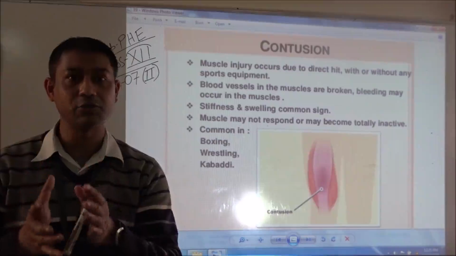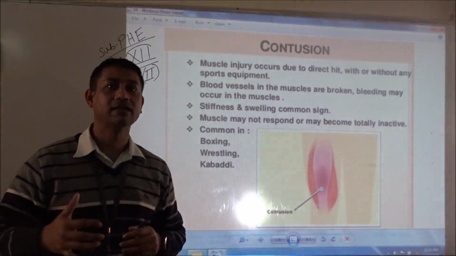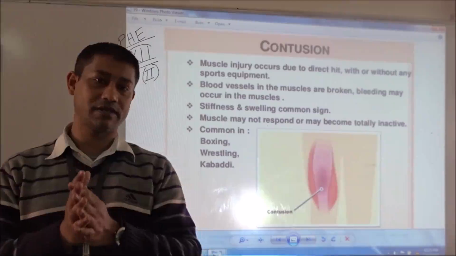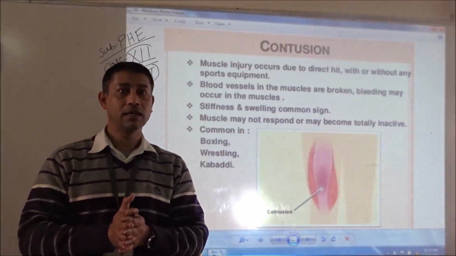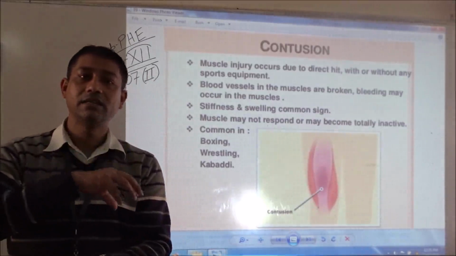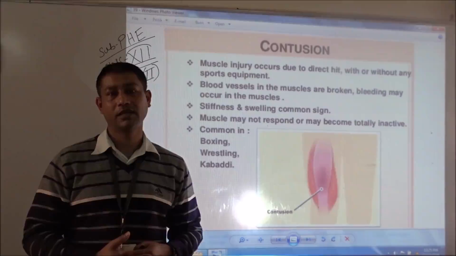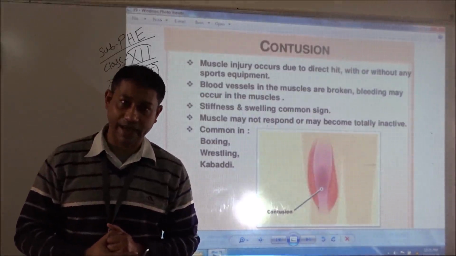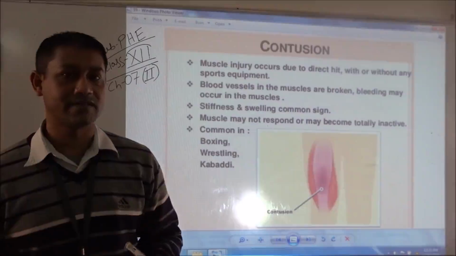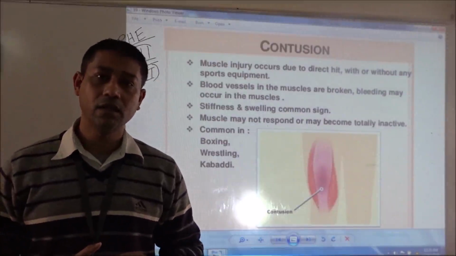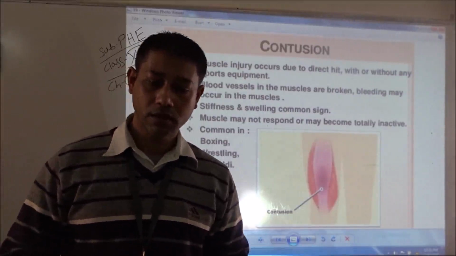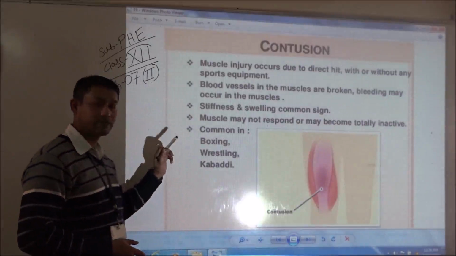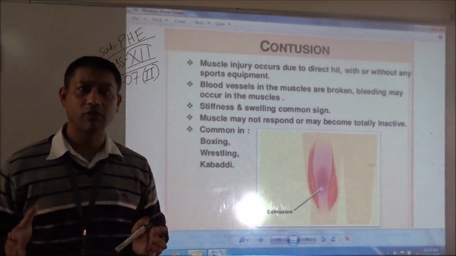So that is contusion. It is a type of injury where bleeding does not occur on the topmost layer of our skin, but the part of the skin changes its color. Sometimes swelling also occurs in that place, and it may create hindrance, it may create problems in movement. So these are common in boxing, wrestling and kabaddi sort of games and sports.